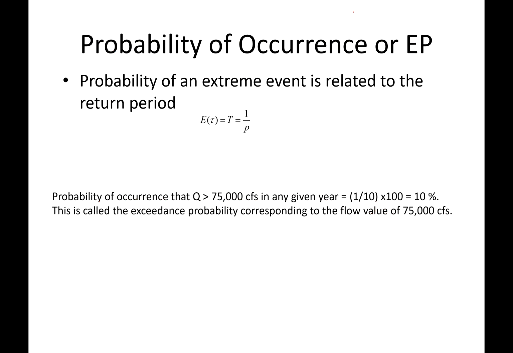And when you have the return period, you can then find the probability associated with it, the exceedance probability, which will be 1 over T. So in this case, there is a 10% chance that the 75,000 CFS flow will be exceeded every year. Okay, so that's one way of finding the exceedance probability or return period corresponding to a certain flow magnitude.